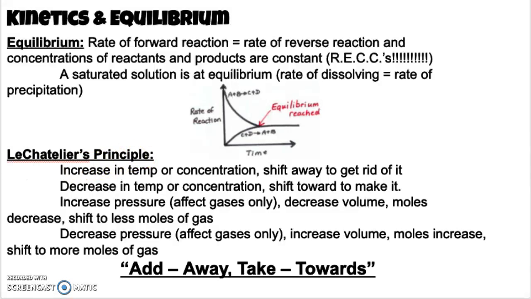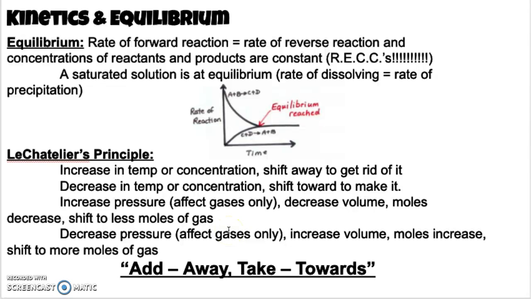And lastly, in this unit we talked about Le Chatelier's, and Le Chatelier's principle focused on temperature, concentration, and pressure. He said that if you increase the temperature or concentration, the equilibrium will shift away from the side that you added it to, to get rid of it, to balance out that equilibrium again. Conversely, if you decrease the temperature or you decrease the concentration, there will be a shift in equilibrium towards that side to make it back.